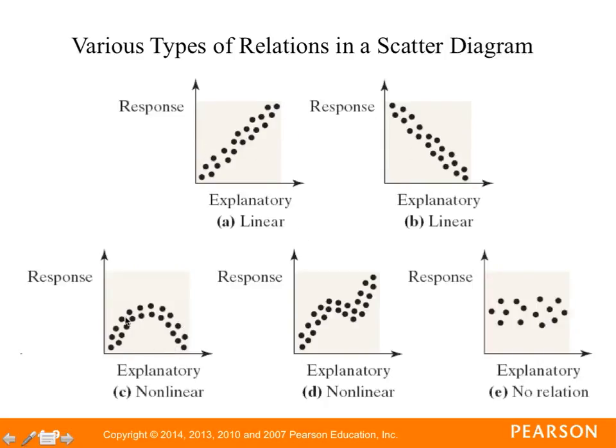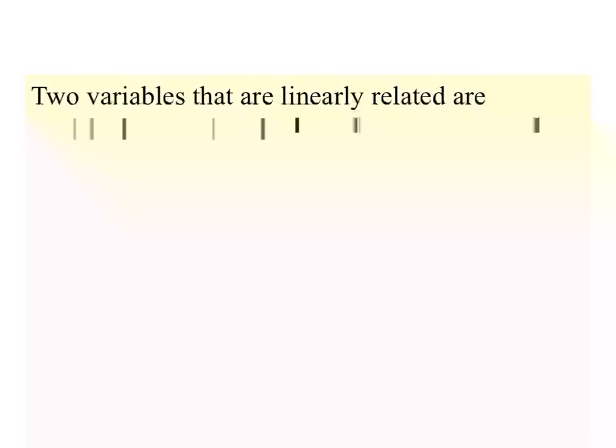If we look at C, we have sort of this U shape. This is a nonlinear relationship. So there's clearly some kind of relationship going on, but it's not a line. So we're not going to be dealing with it in this class. The same is true with D. This also looks like there's some kind of relationship between the two because we see a pattern, but it's definitely not linear. And then if we look at E, this kind of just looks random. So there's no relationship between these two. So we would just say no relation.